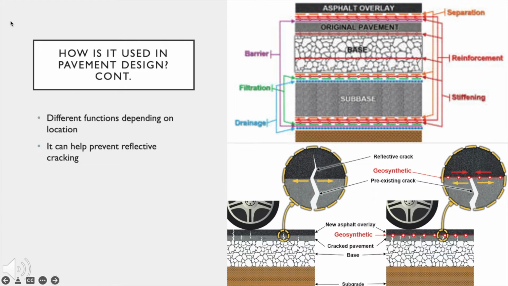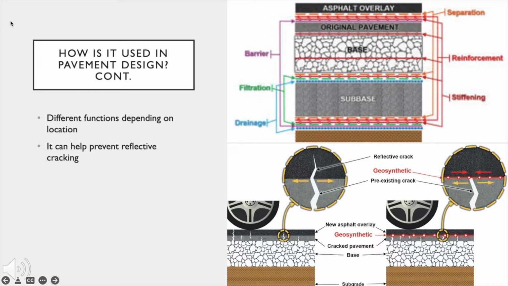So as y'all can see in the image above, you can place geosynthetics basically in any part of the road and it will serve a different function. This isn't the only factor. You can also change what type of geosynthetic you're using. But basically, it can separate two different layers. It can reinforce a layer, stiffen a layer, filtrate, drain, or act as a barrier. For example, when it separates layers, the geosynthetic is placed between two different materials. It maintains the integrity and the functionality of the material, and it can provide long-term stress relief.